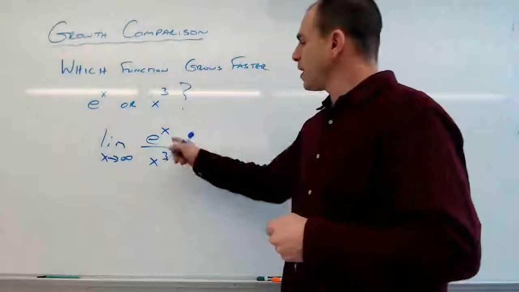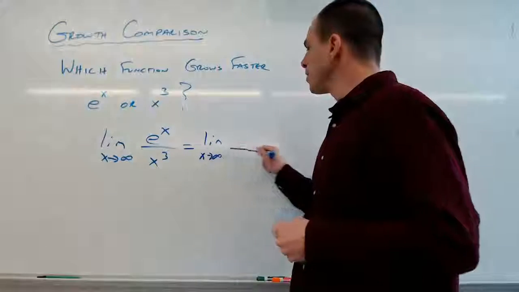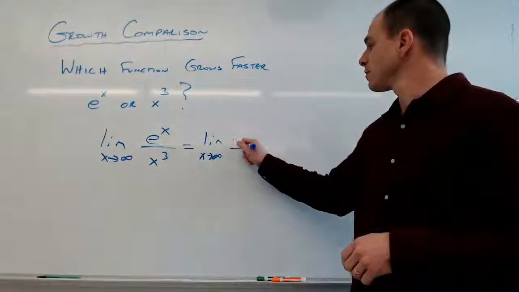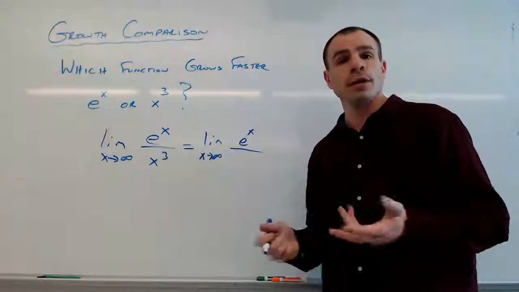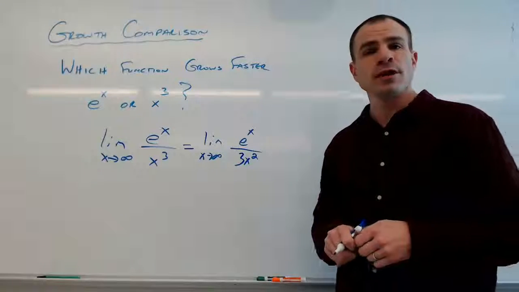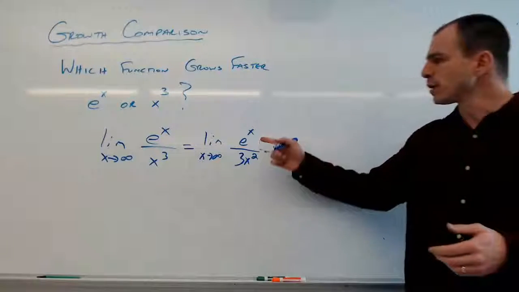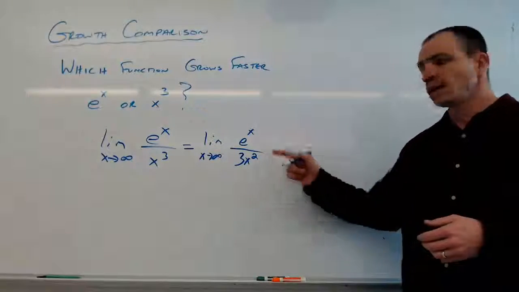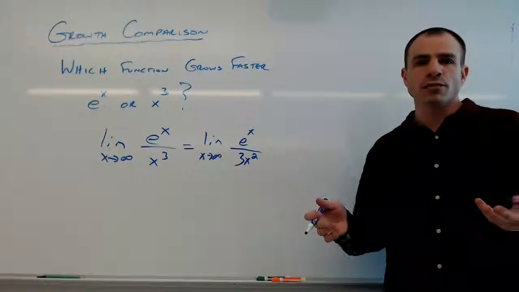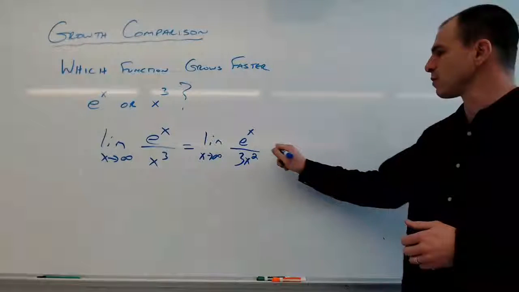And when we do so, we still have the limit as x approaches infinity. Our numerator is the derivative of e to the x, which is e to the x, and the derivative of the denominator is 3x squared. We're taking the limit as x approaches infinity. The numerator is still heading towards infinity, and the denominator is still heading towards infinity. So we know from L'Hopital's rule that we can just differentiate again, and we can continue to do that as long as we have an indeterminate form.